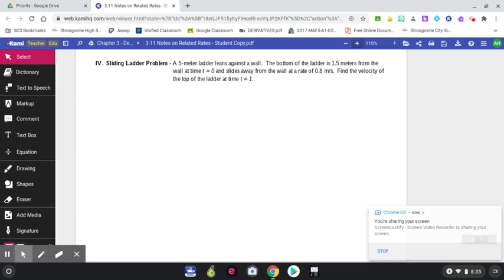Okay, final problem for 311. Remember 311, we're talking about related rates. We're looking at rates of varying functions, and often we're given a rate and we're asked to find a rate. And this is problem number 4, the sliding ladder problem. This is one of the more common problems that AP likes to ask when it comes to related rates.